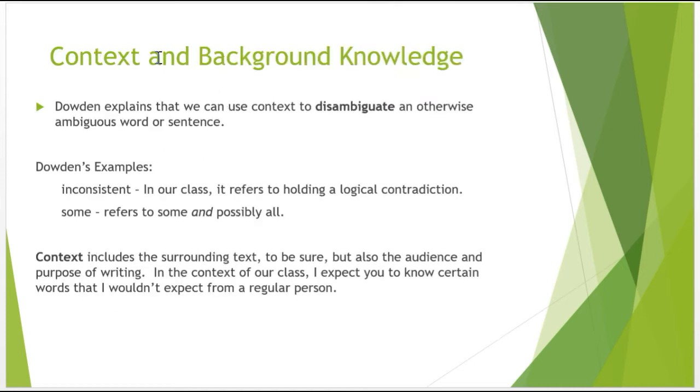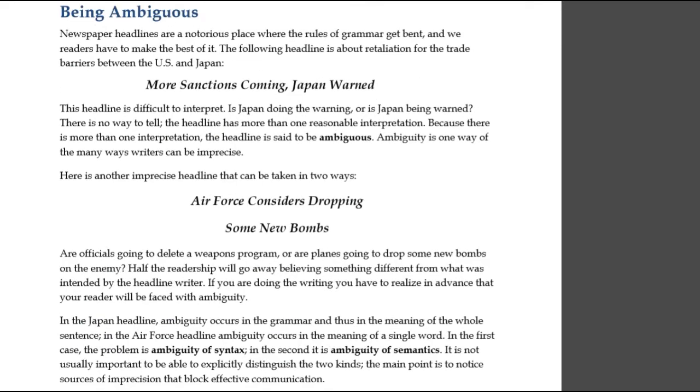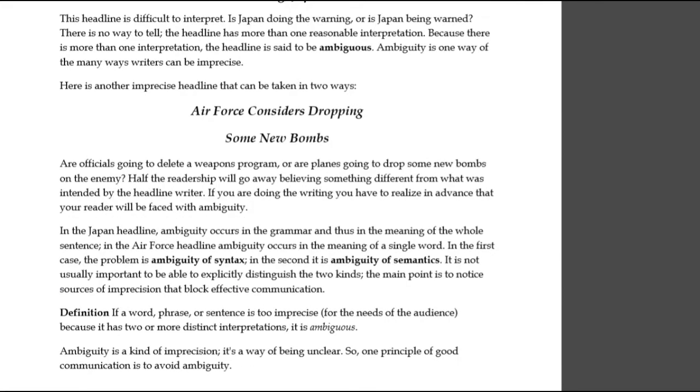So here's a bit about context and background knowledge. Dowden brings up this term, disambiguate, an otherwise ambiguous word or sentence. Right, and this is what we just explained. One way that you can disambiguate your meaning is by providing context. So that's why I'm not super concerned about this ambiguous title type stuff, because you can disambiguate it by reading the article. It's pretty easy to disambiguate these sorts of things. Yeah, it's kind of silly. You should try to be clear, but it's not the worst thing in the world.